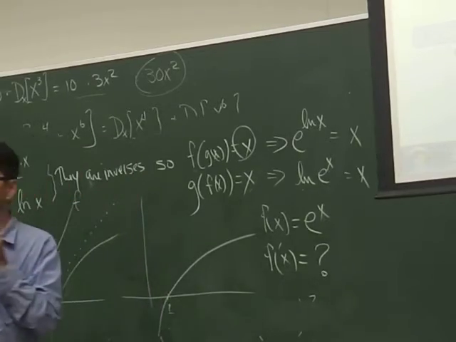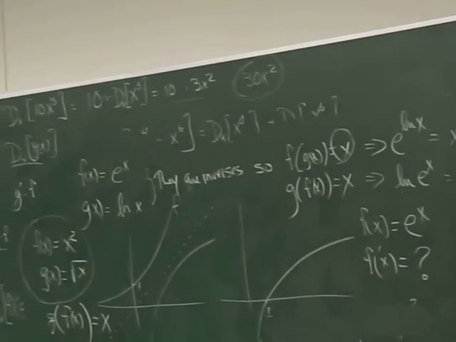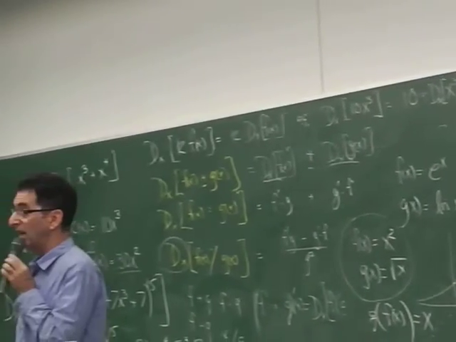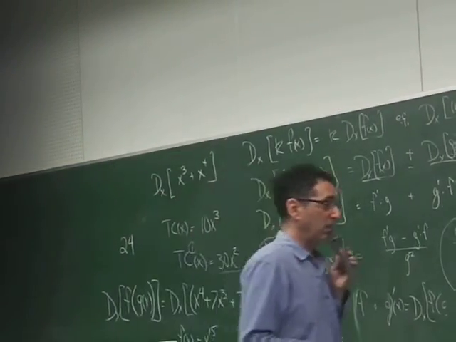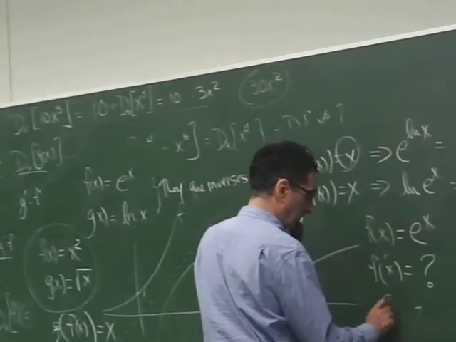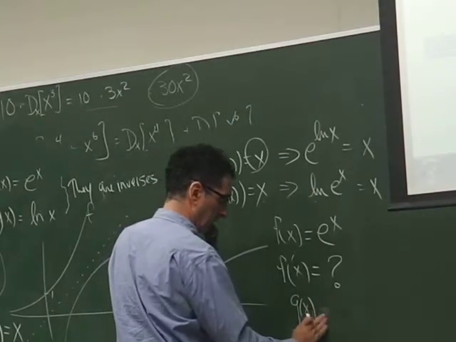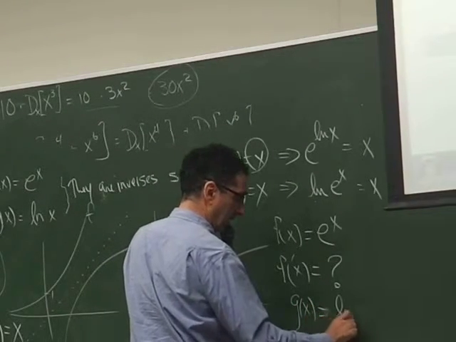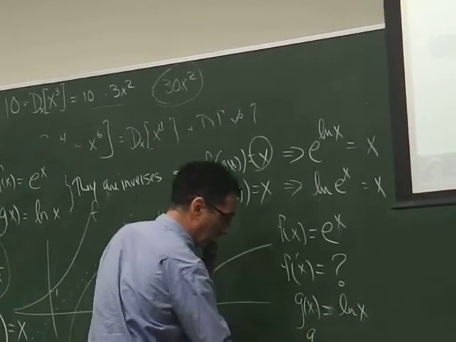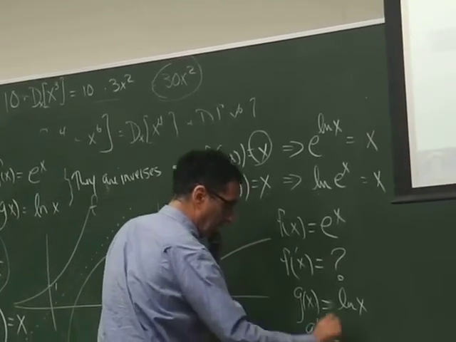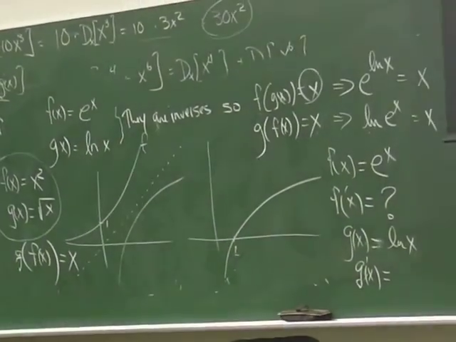Now, you don't have any way to do that. And if g equals ln of x, what is g prime? And again, you don't have any way of doing that.